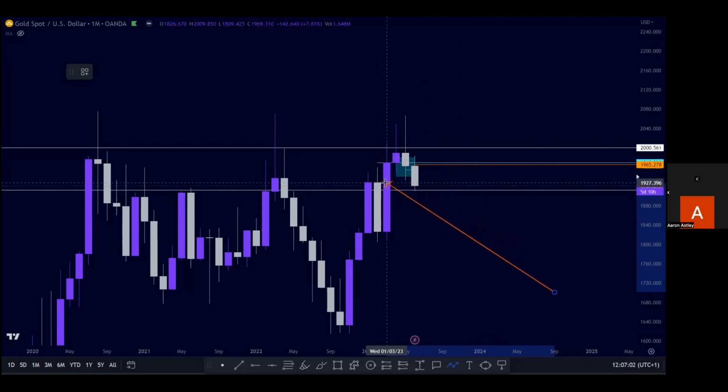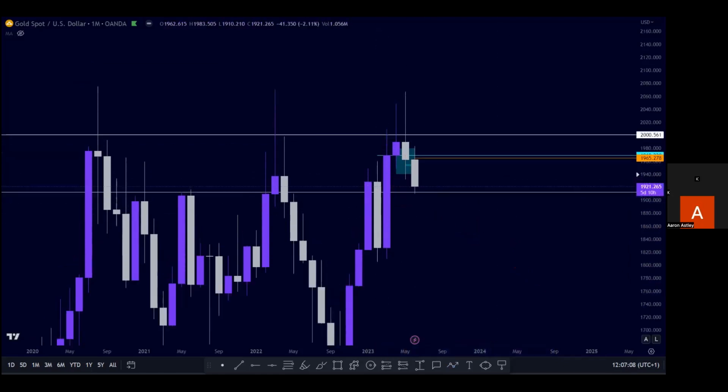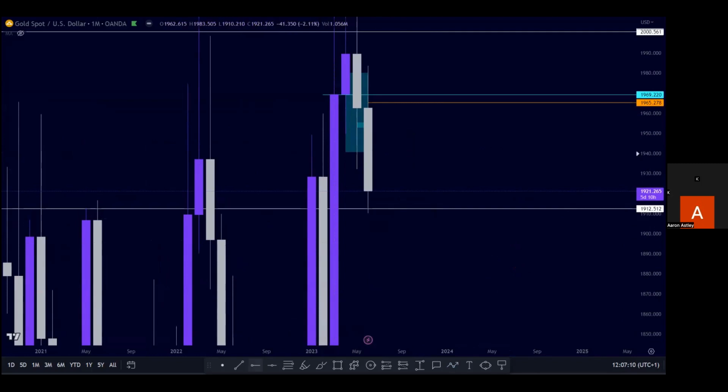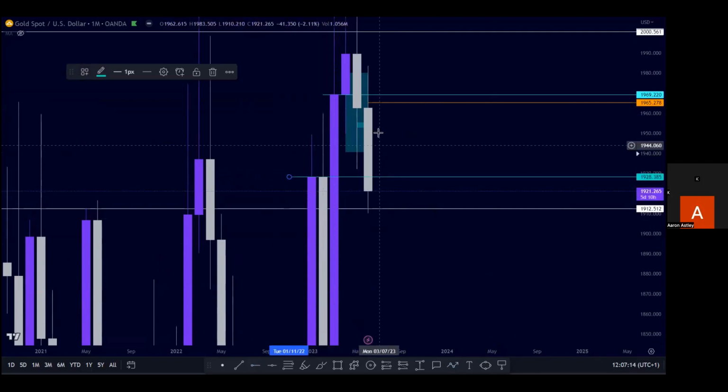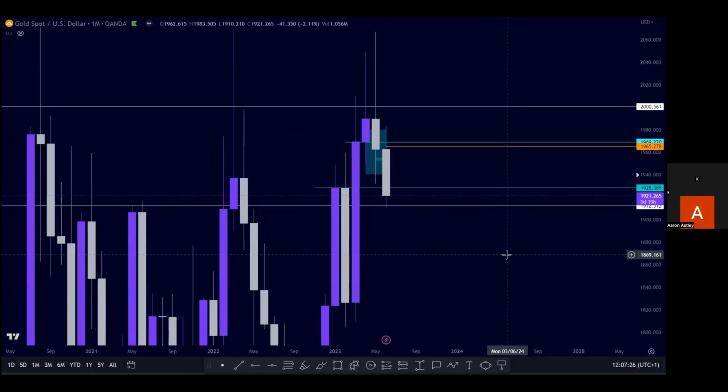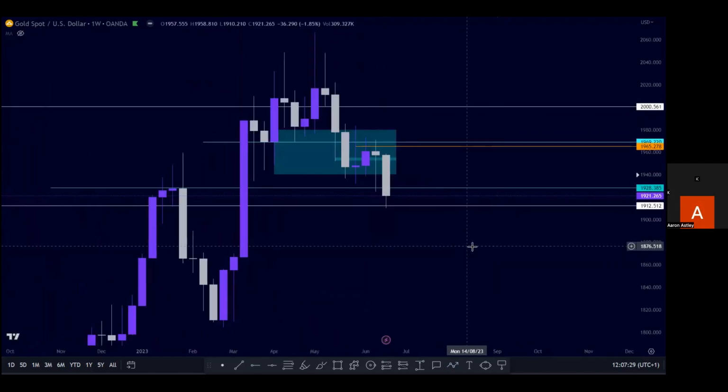So we've got this level of structure on the monthly as well, and we're also trading below that area. If we look on the monthly there, we've got this previous monthly structure point, which price came down to retest last time, but now we've absolutely ripped through it and we're currently trading below it, but we are seeing support established around 1912. So once again, very choppy on gold at the minute.